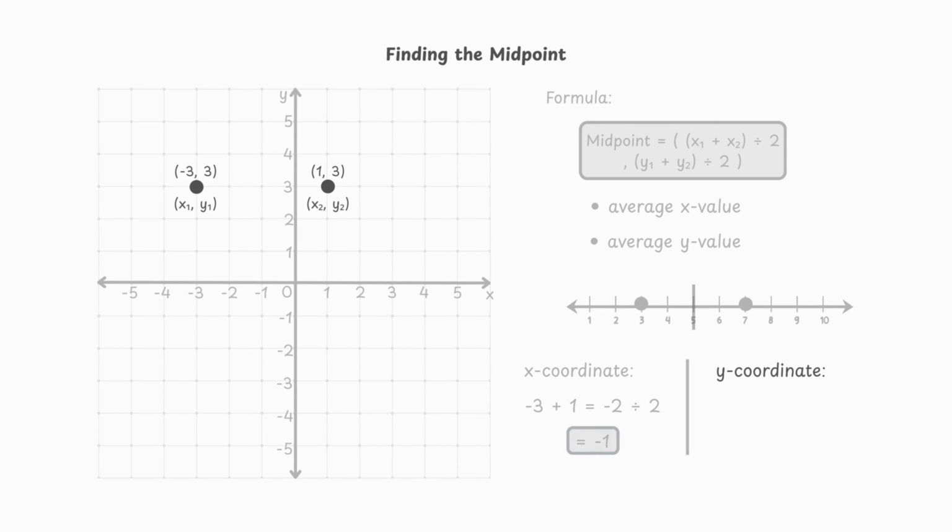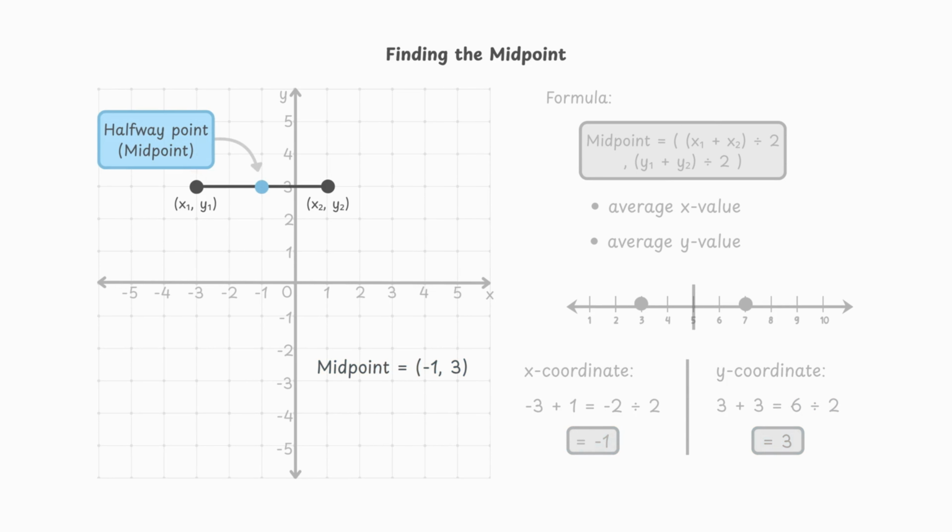Now let's find the y-coordinate. The y values are both 3, so we do 3 plus 3, which gives 6. Then we divide by 2. 6 divided by 2 is 3, so the y-coordinate of the midpoint is 3. Therefore, the midpoint is -1, 3. This matches the diagram because the blue point is exactly halfway between the two black points.